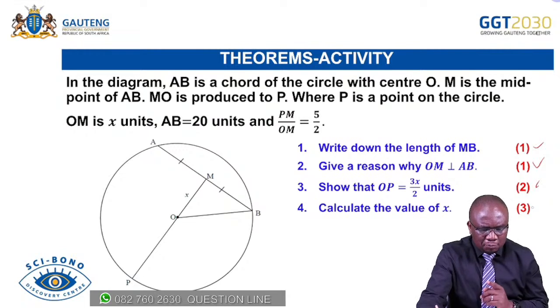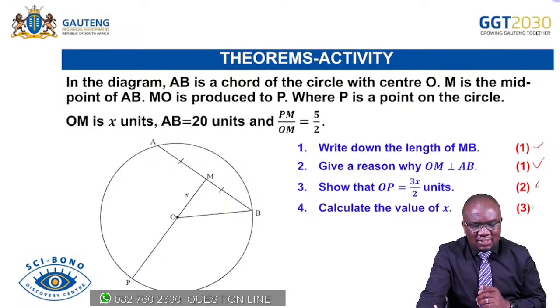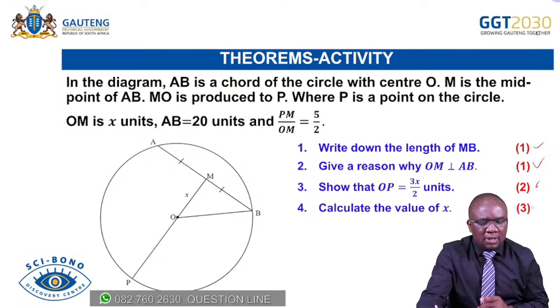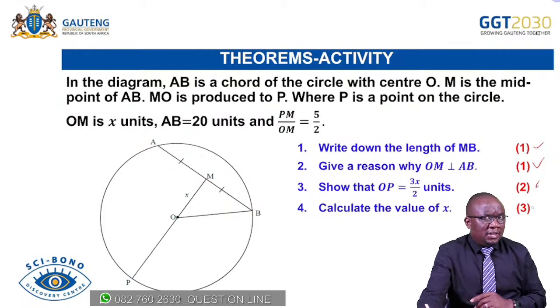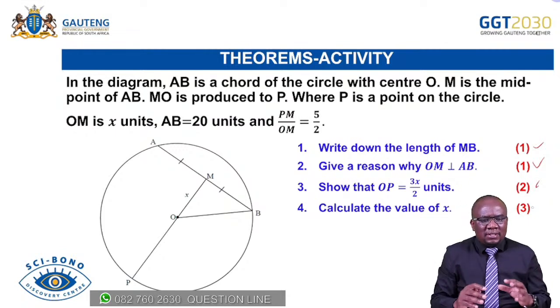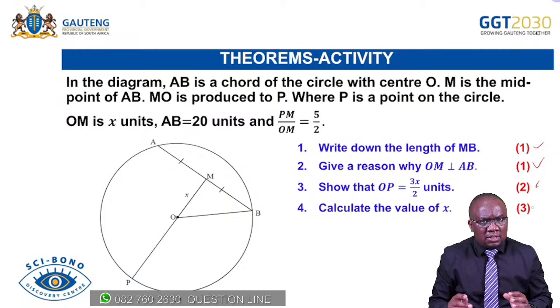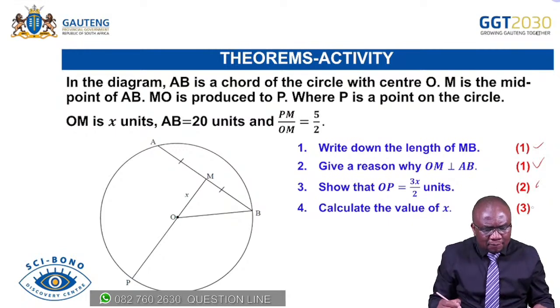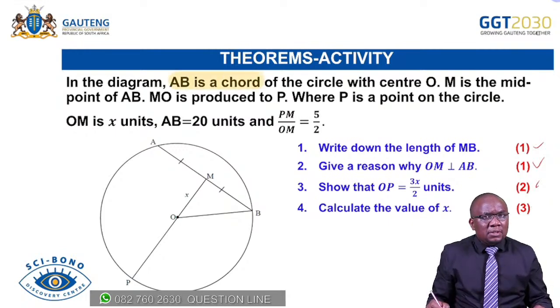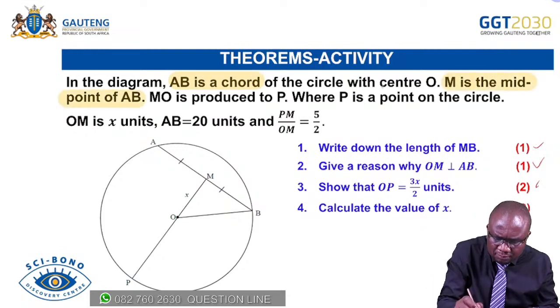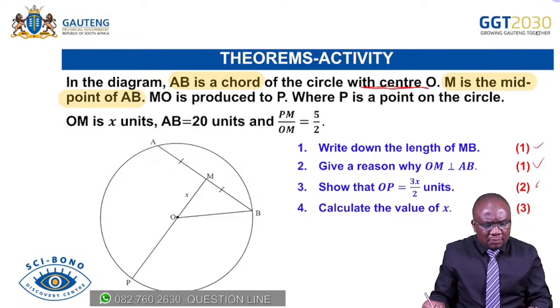And then MO is produced to P, where P is a point on the circle. OM is X units, AB is 20 units, and PM over OM is 5 over 2. So I have a lot that I can even write before looking at the questions. The diagram, AB is a chord, with center O. It's very, very important. Center theorem there. M is the midpoint of AB, MO is produced to P.